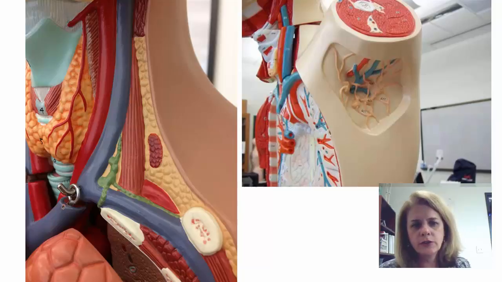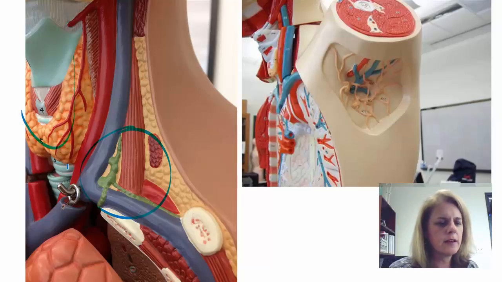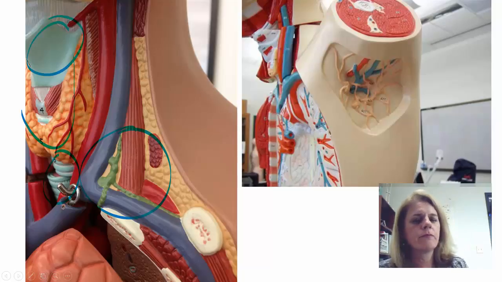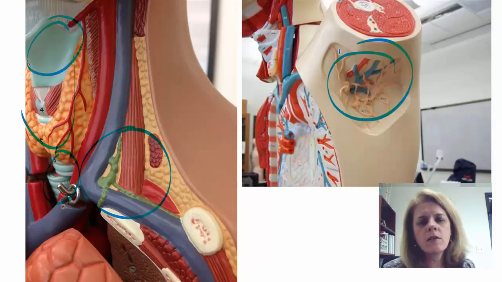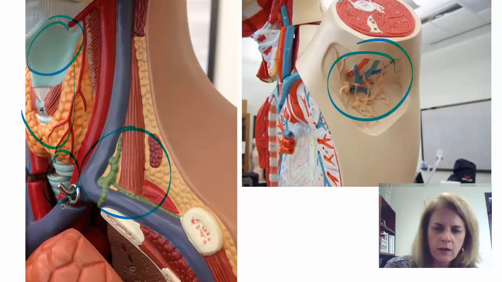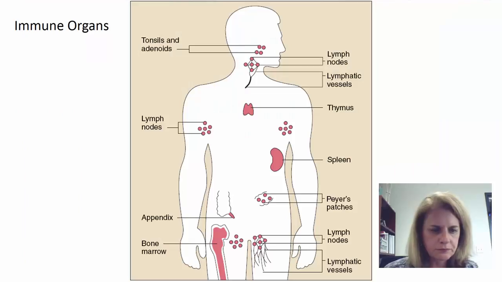We have one model where you can see the cervical lymph nodes and lymph vessels. I know it's in the neck because this is the thyroid gland, this is the trachea, and this is the larynx, so that lets me know I'm in the neck. And here I am under the arm, and so these would be axillary lymph nodes and lymph vessels. So again, just be prepared to identify these on the lab test.